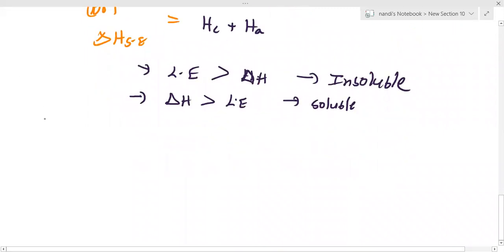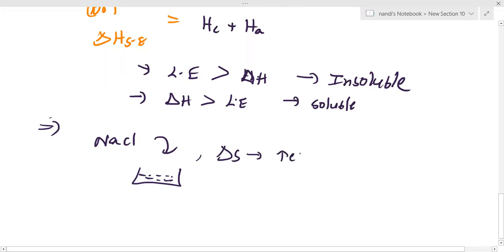One more point, entropy. If NaCl dissolves in water, the ions move far away from each other. So disorderliness increases, then entropy also increases. Delta S increases. Delta S simply means disorderliness. Keep in mind, whenever entropy is positive and delta H is negative, that is spontaneous.